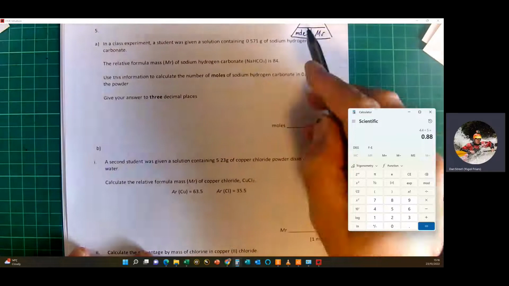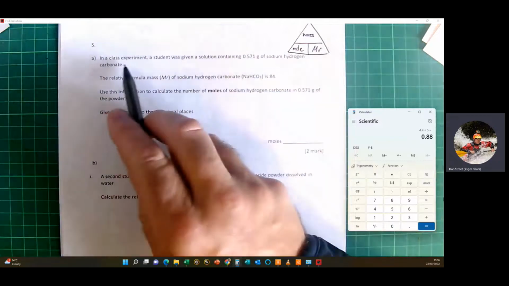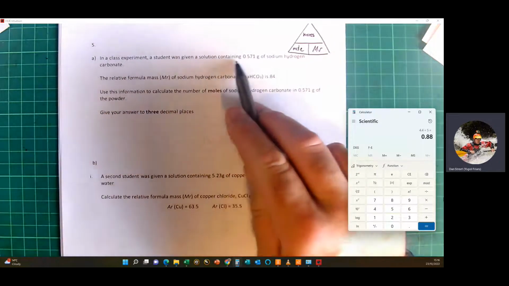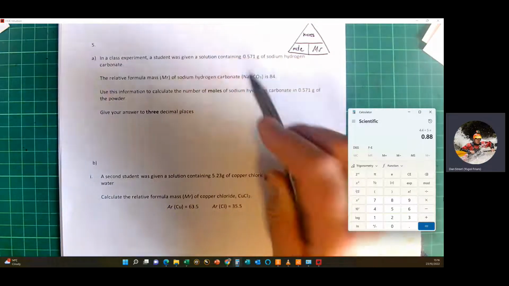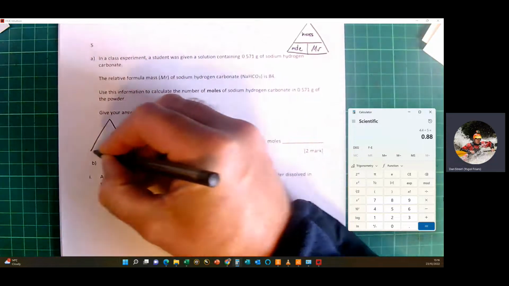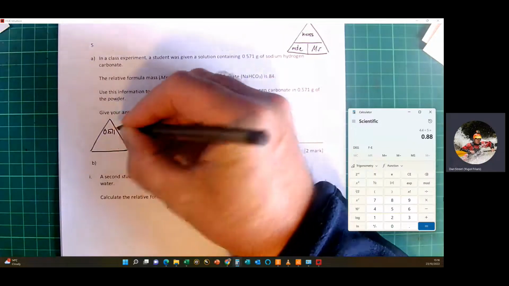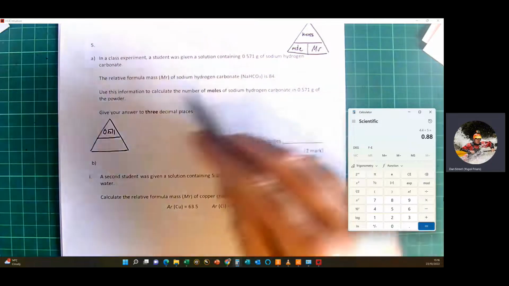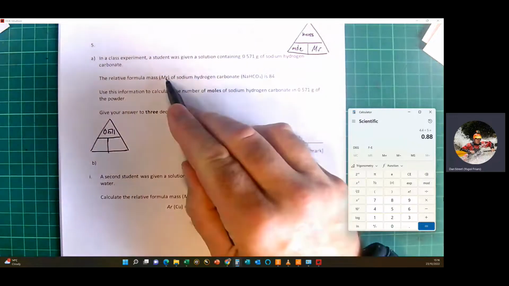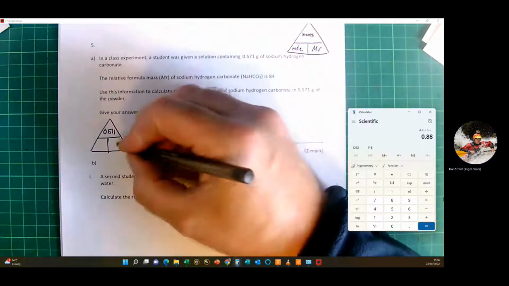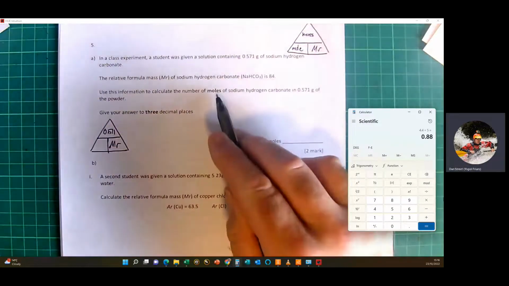We need to identify which of these different values are in the question. So in a class experiment, a student was given a solution containing 0.571 grams of sodium hydrogen carbonate. So the grams tells us that's a mass. If we put that down here, we've got the 0.571, and then it goes on to say the relative formula mass of sodium hydrogen carbonate is 84. So obviously that's our Mr, and the question asks you to calculate the number of moles.